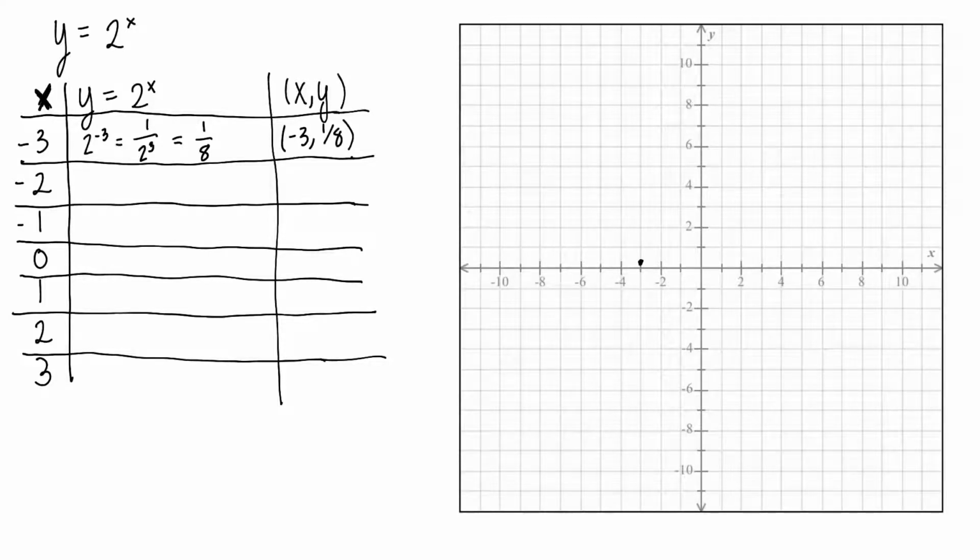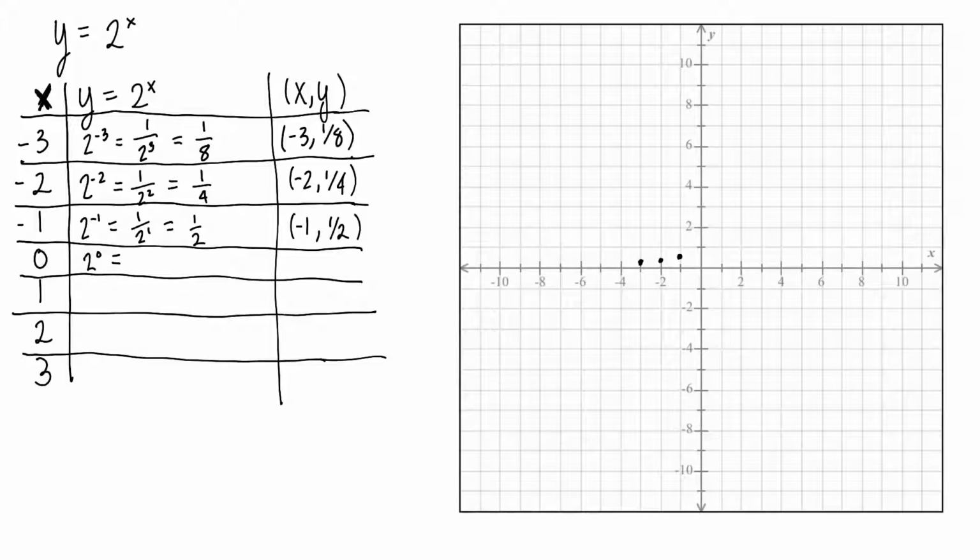It's close to 0. The next one, 2 raised to the -2. This is 1 over 2 raised to the positive 2, and that's 4. So 1 over 4. So you have -2 comma 1/4. That's going to be a little bit further up than 1/8. 2 to the -1. That's 1 over 2 to the 1. That's just 1/2. So we have -1 comma 1/2. A little bit further up there.